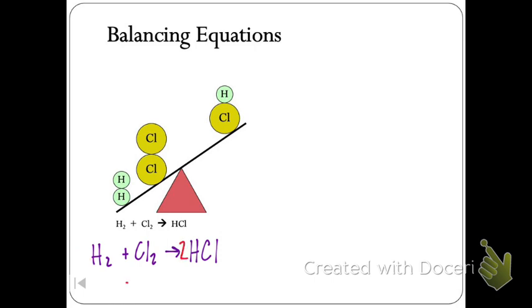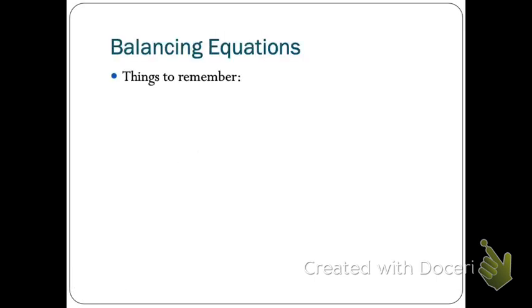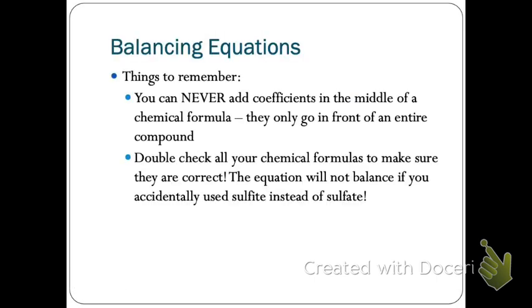Where does it need to go? The HCl. By putting a 2 there, that means that I have 2 hydrogens and 2 chlorines. It would be like me just rewriting another HCl right here. That would give me 2 hydrogens and 2 chlorines. All right, things to remember. We never add coefficients in the middle of a chemical formula. They always go in the very front.